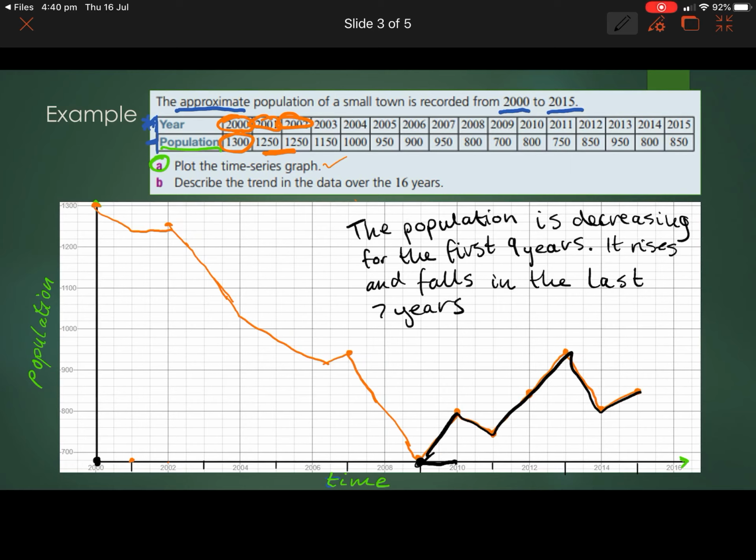So that's it. You've just got to comment on what's happening with your time. It's really important to use the information. We use the word population because that's a part of our example. So use that a little bit. And yeah, that's it.